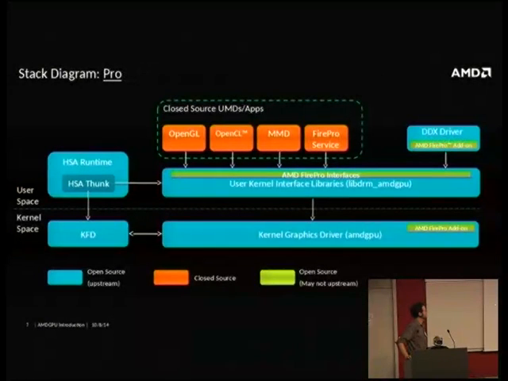Then for pro cards, you'll notice that the green, the open source, may not be upstream. We're going to try and get as much stuff upstream as possible, but there are some rather unsavory bits in our workstation code to support certain features that may not be acceptable upstream, but it will be open source, so customers that need those features will be able to use them. Obviously, we're going to try and get that stuff integrated as much as possible, but it is what it is.